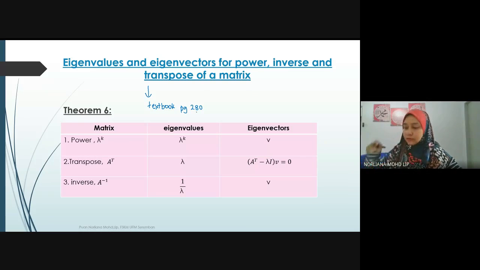Theorem 6. Let A be an n times n matrix, or a square matrix, with the eigenvalues lambda and also given the corresponding eigenvector v. So we use this theorem 6 to solve the power of a matrix, transpose and the inverse. Okay, number 1, the power of a matrix.